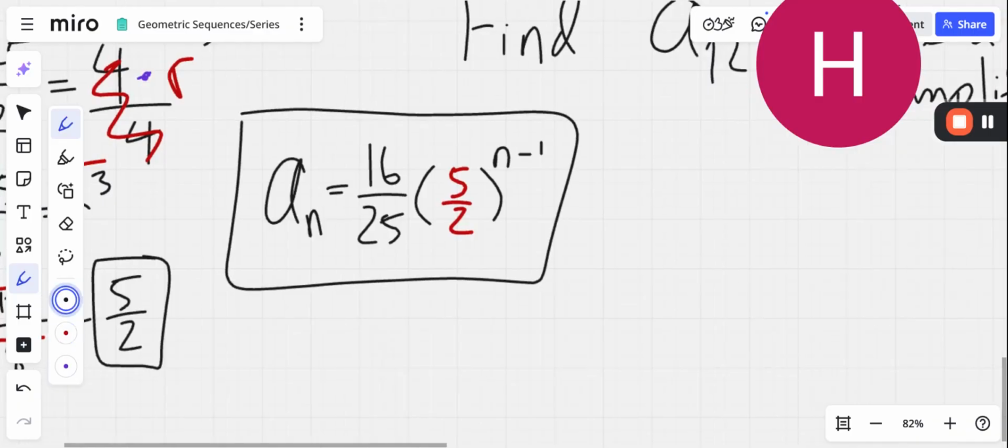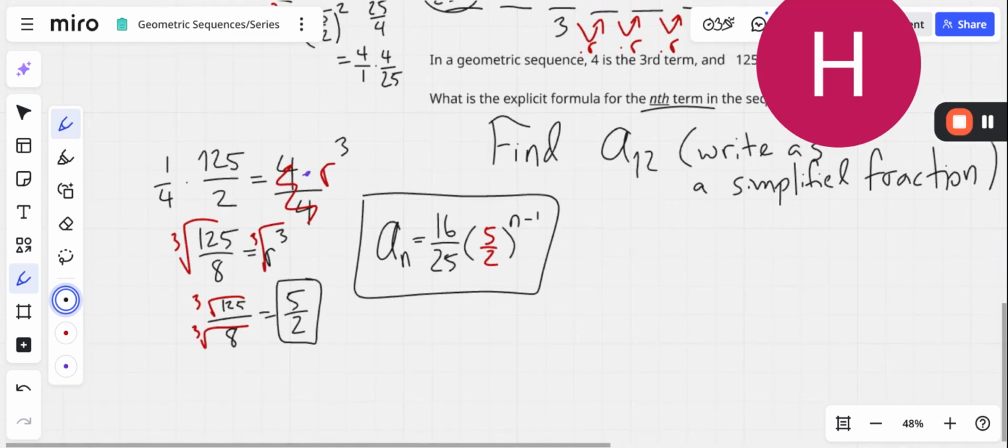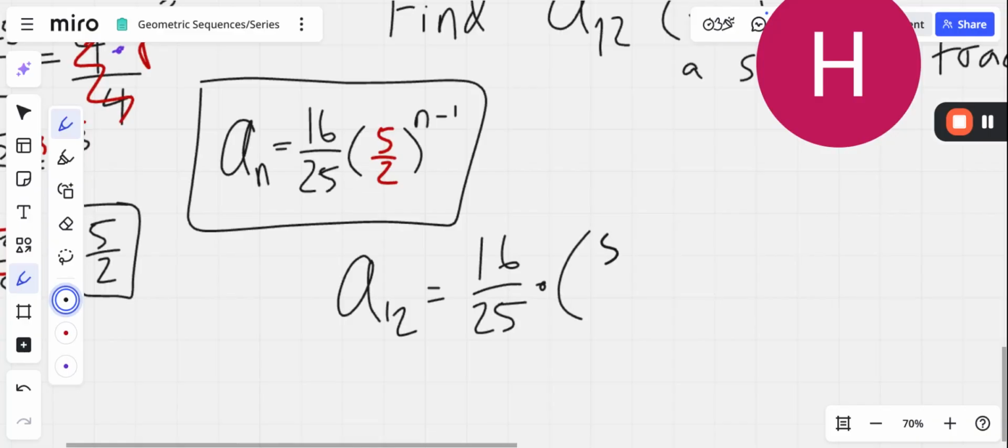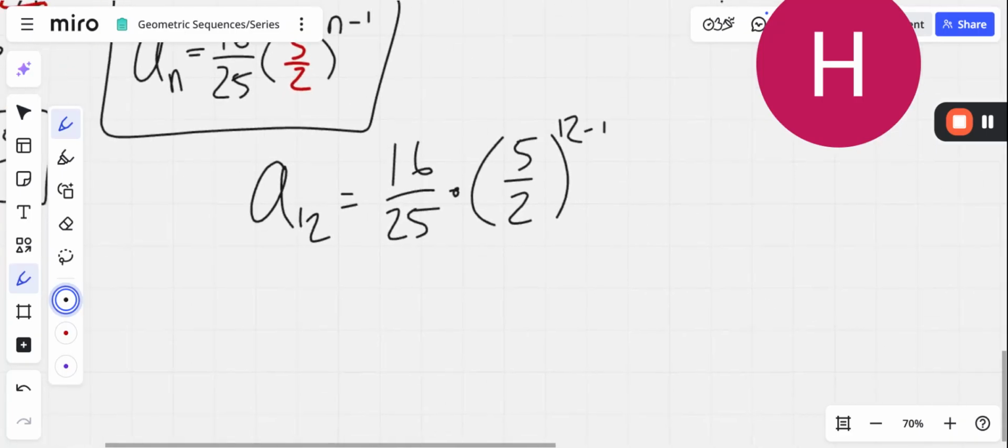Nice. So finding the 12th term, it's not that easy. You might have to use a calculator, but if you can do this by hand, it's great. A12 is going to be 16 over 25 times 5 over 2 to the 12 minus 1. That's the 11th power. It's a high power. I don't know if we're going to be able to make it to the 11th power.